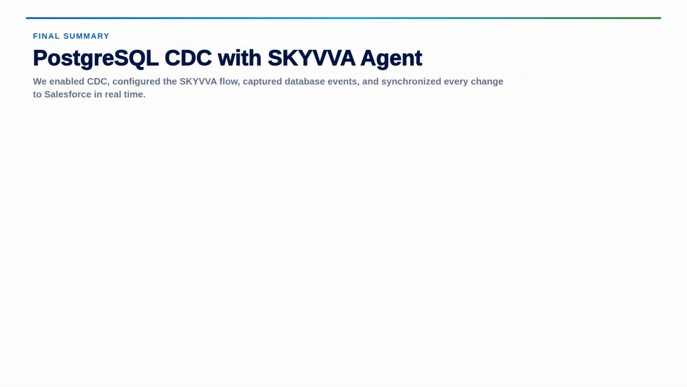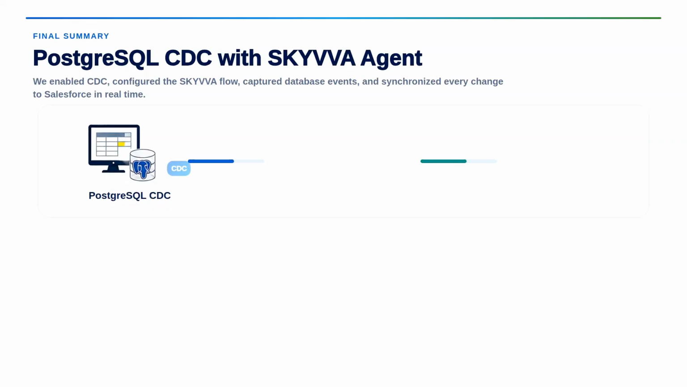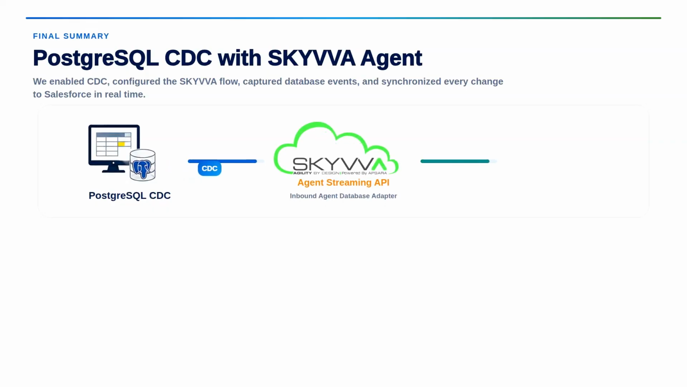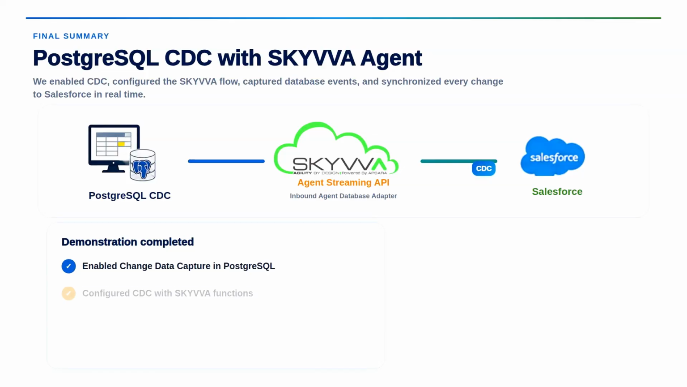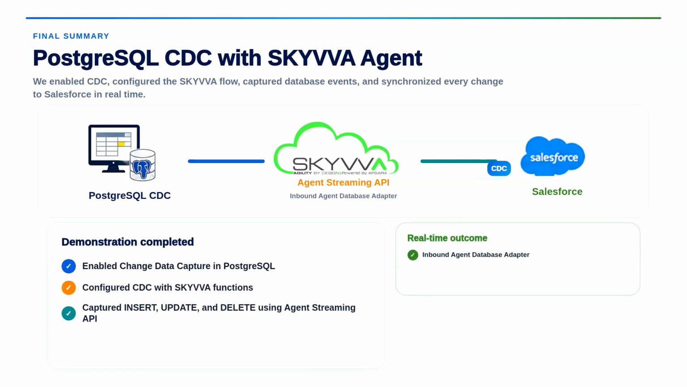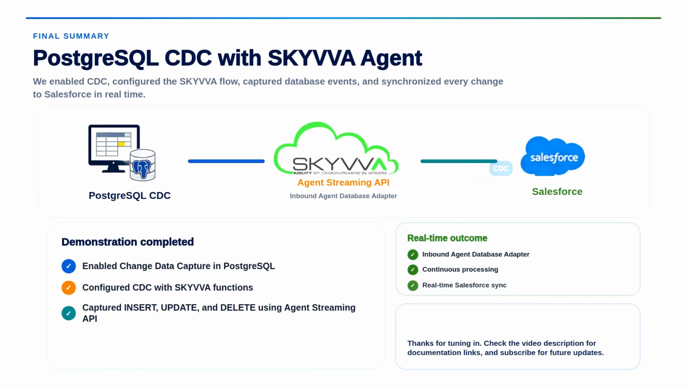To summarize, in this video, we demonstrated how to enable Change Data Capture in PostgreSQL, configure it using SKYVVA functions, and capture insert, update, and delete events directly from your database using the Agent Streaming API. By leveraging the Inbound Agent Database Adapter, every change is continuously processed and synchronized to Salesforce in real time.